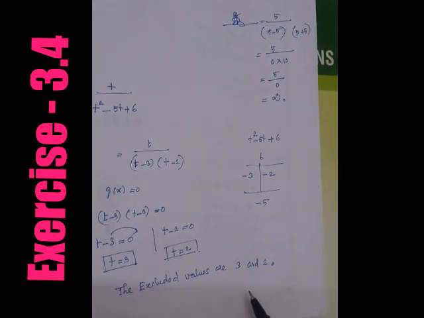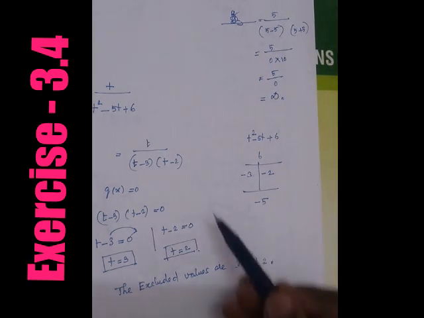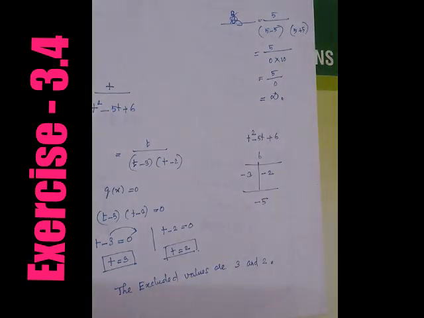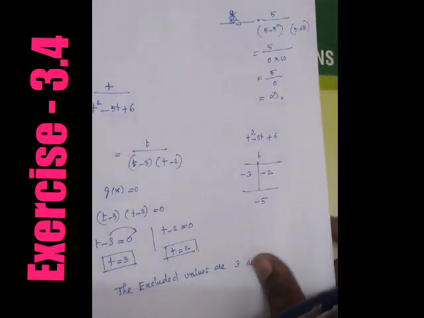Once again I repeat, what is an excluded value? An excluded value is a value that makes a rational expression in its lowest form undefined. That is called the excluded value. So this 3 and 2 make the rational expression undefined. That's why we say this 3 and 2 are the excluded values. Move to the next one.